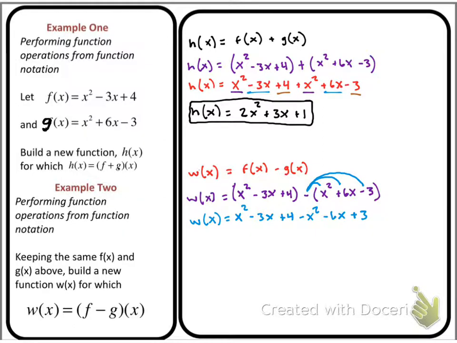Okay. Now combine like terms. You have x squared minus x squared. That's actually going to cancel out. So we have no x squared term. Next we have negative 3x minus 6x. So negative 3 minus 6, that's going to give us negative 9x. And then finally 4 plus 3 is 7. There's our fully simplified answer there.